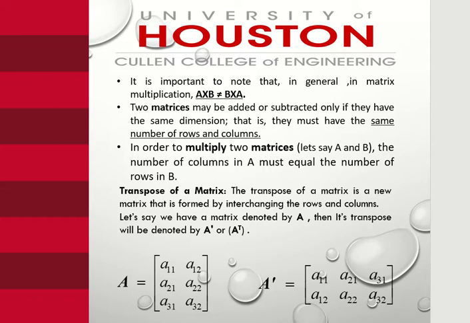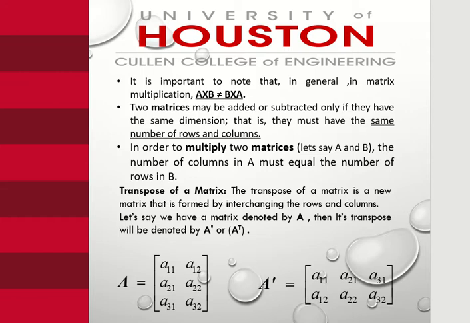Now, it is important to note that in general in matrix multiplication, A cross B is not equal to B cross A. So the order in which we multiply is extremely important. If we have two matrices, we can only follow a certain order. We cannot change the order. If we change the order, the resultant matrix would end up getting changed. Two matrices may be added or subtracted only if they have the same dimensions. That is, they must have the same number of rows and columns. This is very important. And in order to multiply two matrices, the condition is that the number of columns in A must equal the number of rows in B.